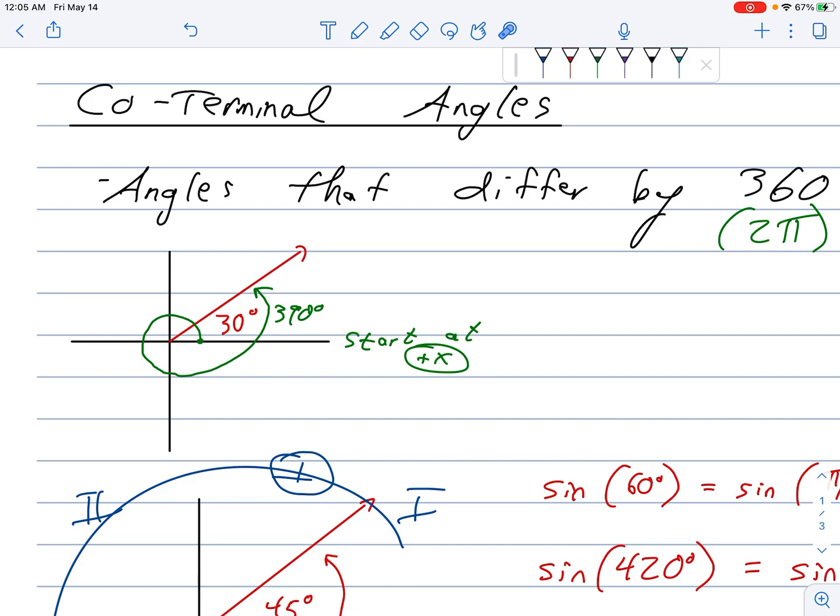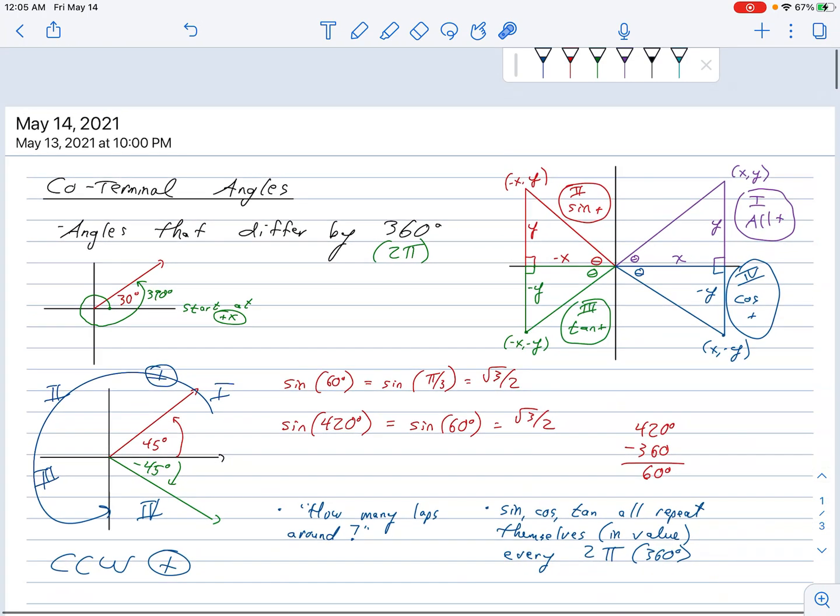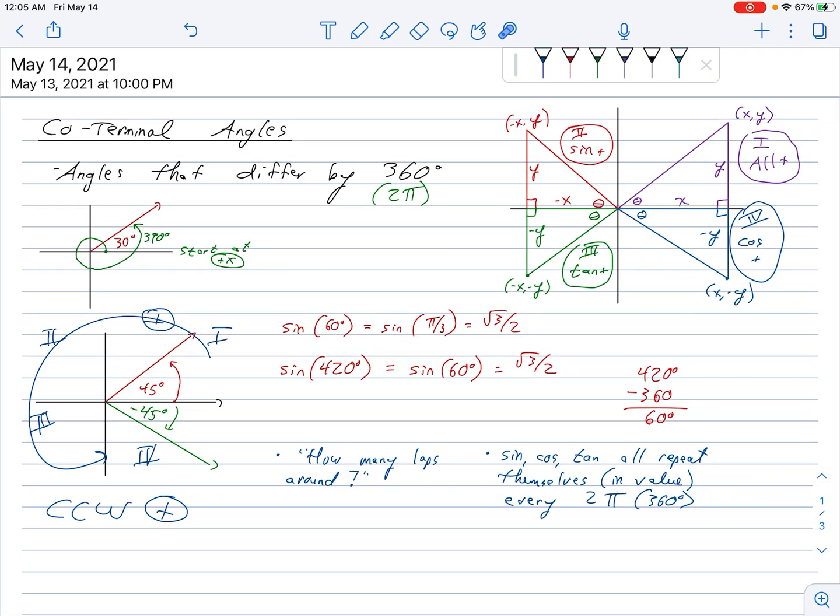But if I were to ask you, where are you on your lap, the one that you're on, your current lap, where are you? You would both say, well, both of us are right here. The green already did a lap, I know, but where are you on your current lap? Well, we're both right here, and that's what coterminal angles are. Where are you right now on the lap that you are on right now?